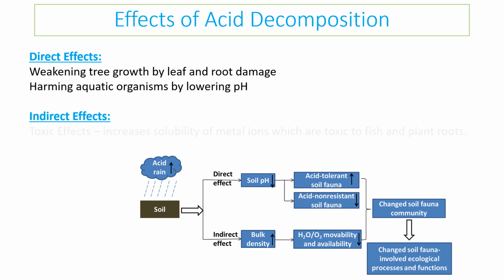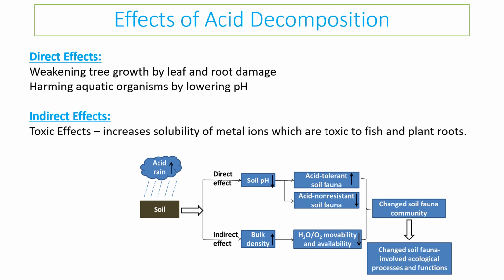Indirect effects, though, so the ones that are not directly noticeable, it has toxic effects because it will increase the solubility of metal ions. Metal ions, which are normally in the soil, for example, will become more soluble. They'll go into the water. That will be toxic to fish, and if it's soluble, it means the plants can absorb it, and therefore that'll be toxic to the plants. These toxins then leach, which means they go into the water, and as a result that can cause significant problems.